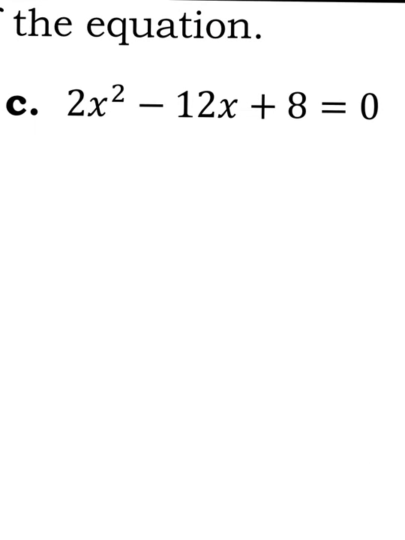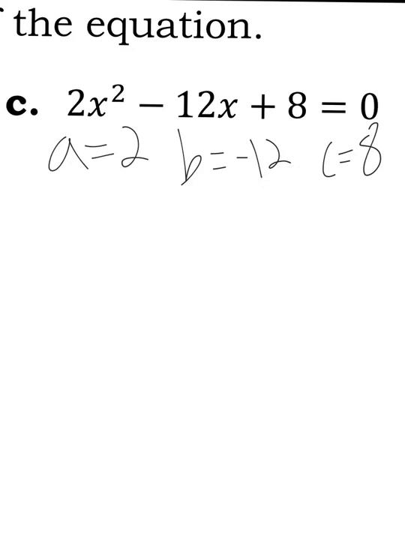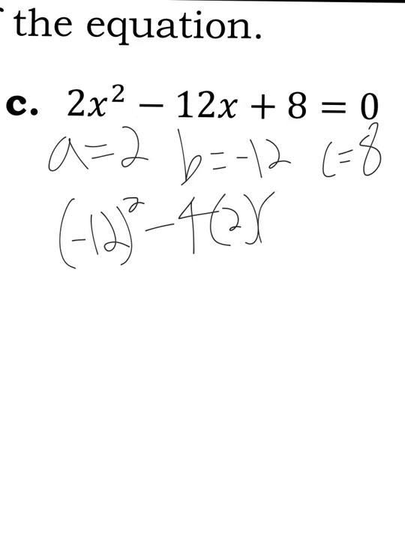So now, last one. 2x squared minus 12x plus 8. Again, these are all divisible by 2. You can divide out the 2 if you want, but you really don't have to. So a equals 2, b equals negative 12, c equals 8. So b squared minus 4ac is going to read negative 12 squared minus 4 times a is 2 times c is 8.